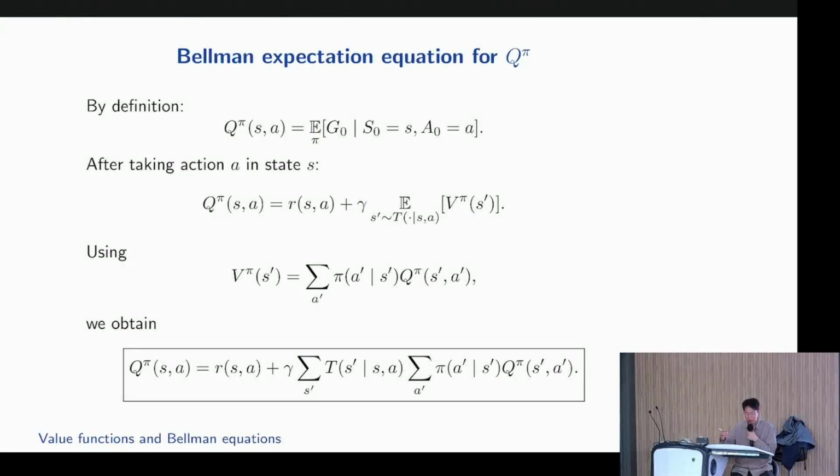Okay, same thing for the action value function. Conditioned on the fact that you start at state S and execute action A, what is the expected return? That's the definition of Q pi. Unpacking it a little bit, starting at S and executing A, you get the immediate reward R(S,A) plus discount times the expectation over the next state S prime of the value function of S prime.